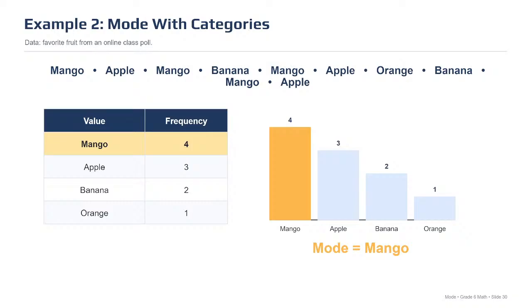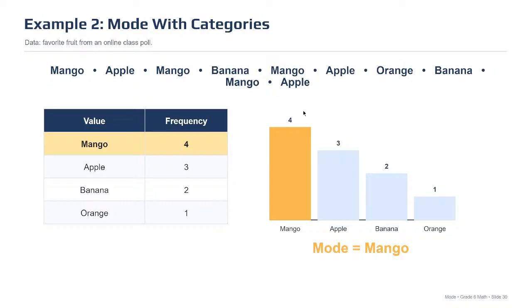Now, mode with categories. The data is a favorite fruit from an online poll: mango, apple, mango, banana, mango, apple, orange, banana, mango, apple. As you can see, it's not numbers, but words, so we have to count the number of words. Mango is repeated 1, 2, 3, 4 times. Apple is repeated 3 times. Banana is repeated twice. And orange is repeated once.